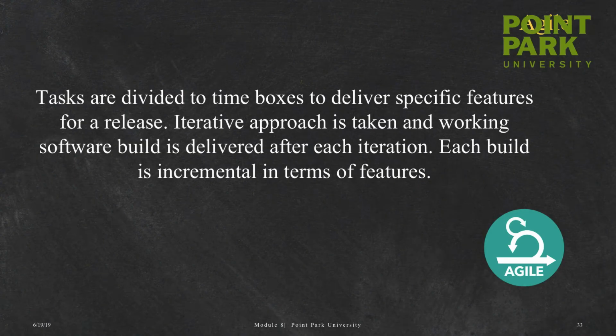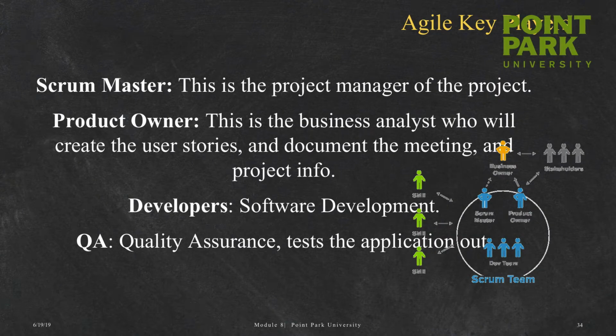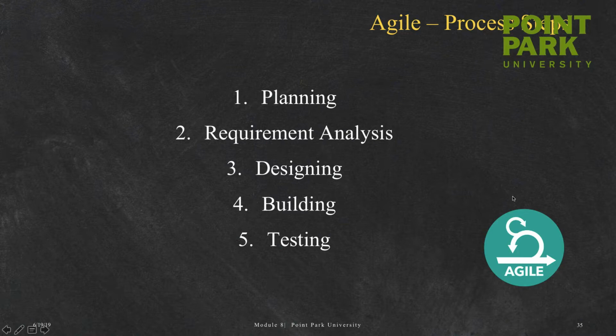So tasks are divided into time boxes. Time boxes deliver specific features for release. The approach is taken in working software built in different iterations. So for example, you see all these people involved. You have the Scrum Master, the product owner, developers, the QA, and so forth, and they're all working together. It's kind of like a circuit. So in Agile, you have planning, requirement analysis, designing, building, and testing. Same thing as waterfall, but a different time frame.